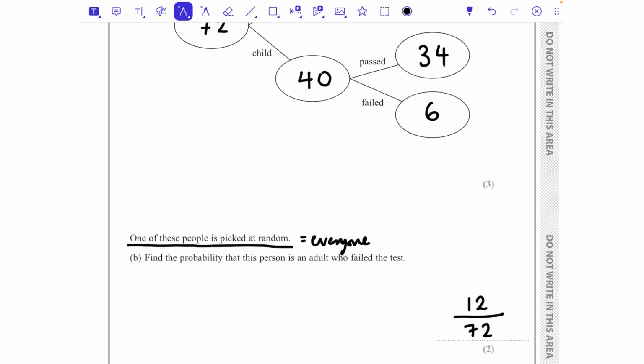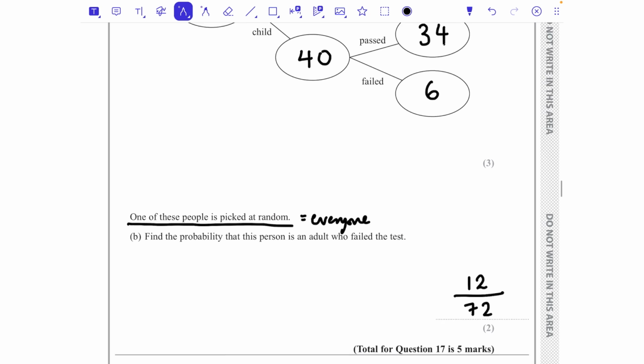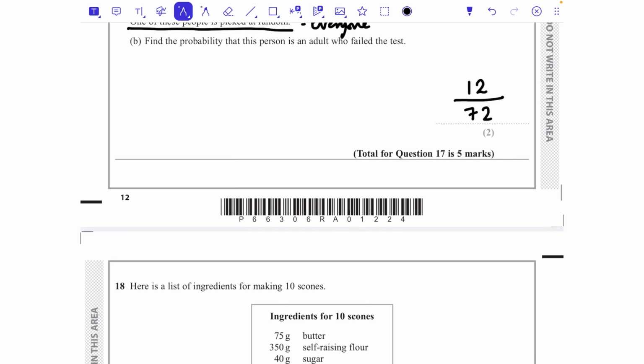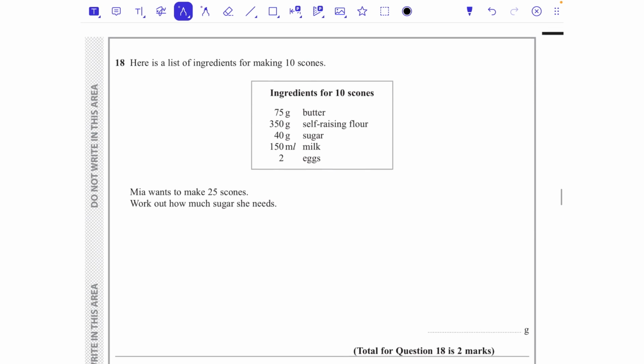Now, some of you might think, well, that simplifies. That simplifies to be 1/6, and you are absolutely correct. It does. But they didn't ask us to simplify it, and with probability, we don't normally bother. So you're absolutely fine. If you did simplify it to 1/6, you would also get full marks. That's absolutely fine.